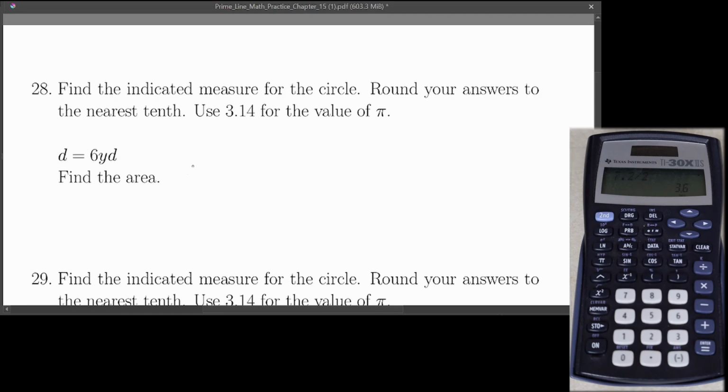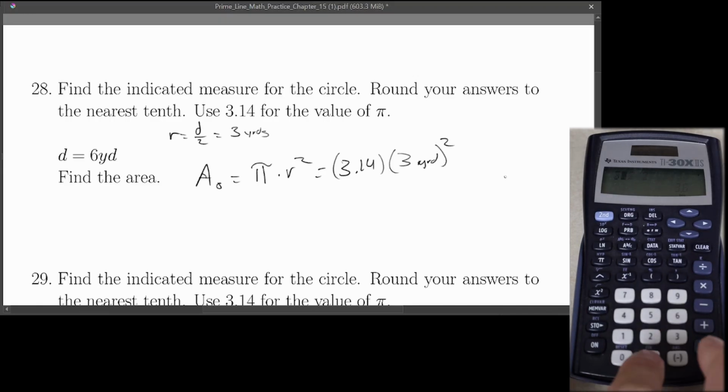Okay, here we want to find the area. So first we're going to find the radius, which is the diameter divided by 2, which is going to give us 3 yards. And then we're going to find the area. So the area of a circle is pi times the radius squared, which is going to be 3.14 times 3 yards squared. So 3.14 times 3 squared gets us to 28.26. And this is yards squared.